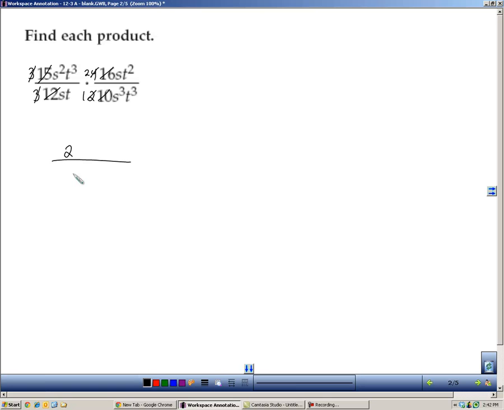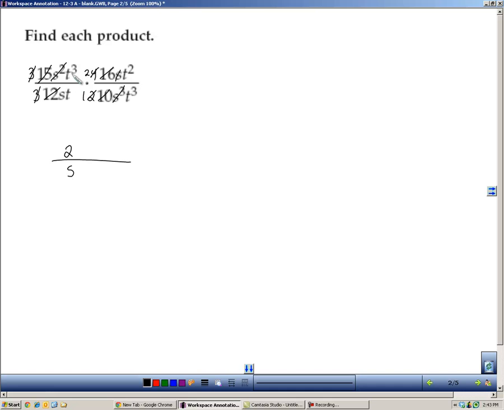Now let's get to the letters. You can do this a couple ways. I see an s squared and an s on the top, meaning that there are 3 s's completely on the top. And I see an s and an s cubed down here, which means there are 4 s's down on the bottom. So for me, I'm going to cross off all 3 of the s's on top and get rid of that s cubed, leaving me that single s on the bottom.